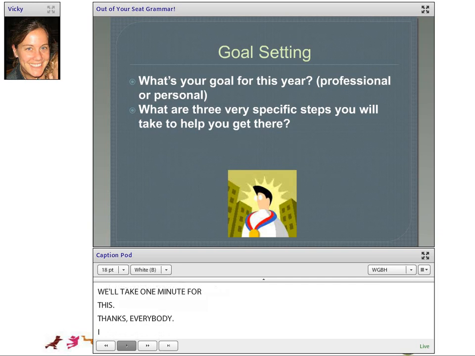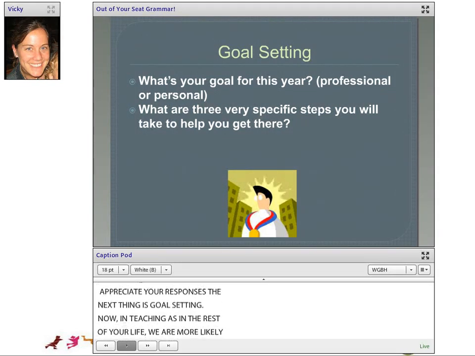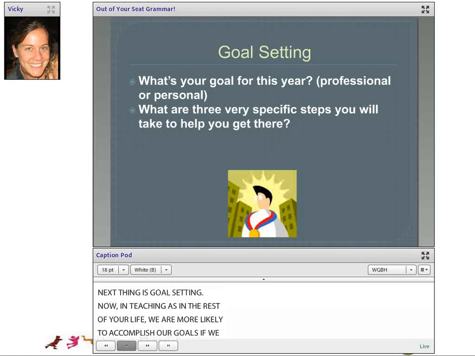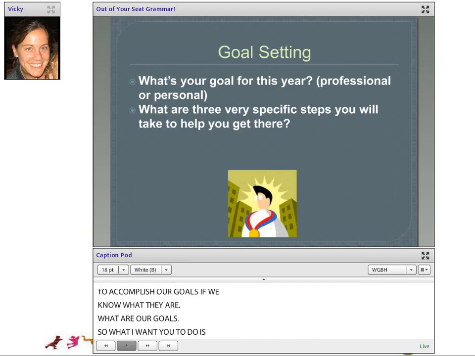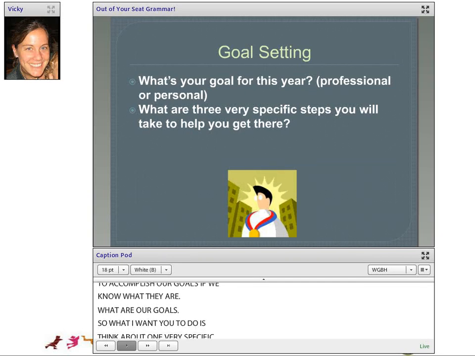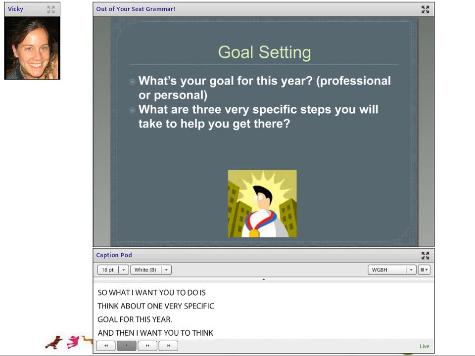The next thing is goal setting. Now, in teaching, as in the rest of your life, we are more likely to accomplish our goals if we know what they are. What are our goals? And so what I want you to do is think about one very specific goal for this year. And then I want you to think about 3 very specific steps you will take to help you get there.